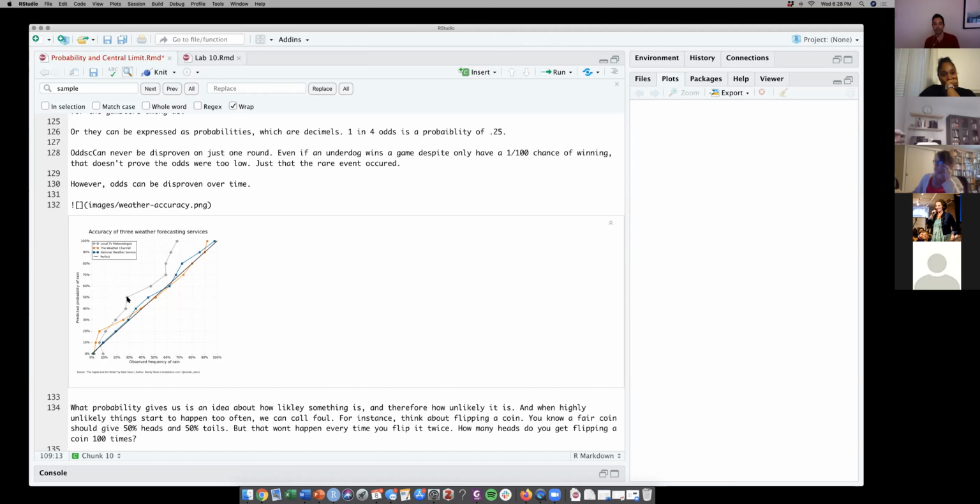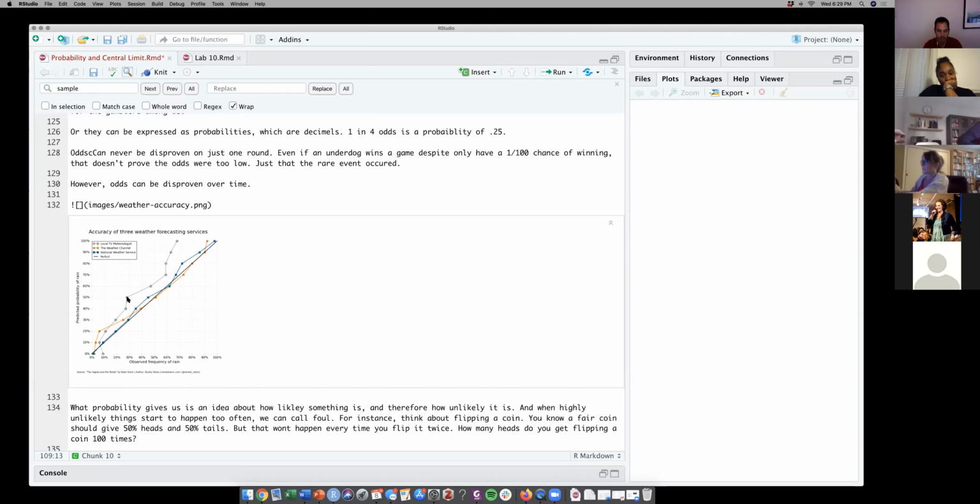But what probability and odds give us is this idea of how likely something is to occur. And when we do know how often something should occur, probability gives us this opportunity to think about whether something improbable is going on. And so a lot of this goes back to simple concepts of gambling, like flipping a coin. And you know that flipping a fair coin should give you 50% heads. 50% of the time that you flip a coin, you should get heads. 50% of the time you flip a coin, you should get tails.